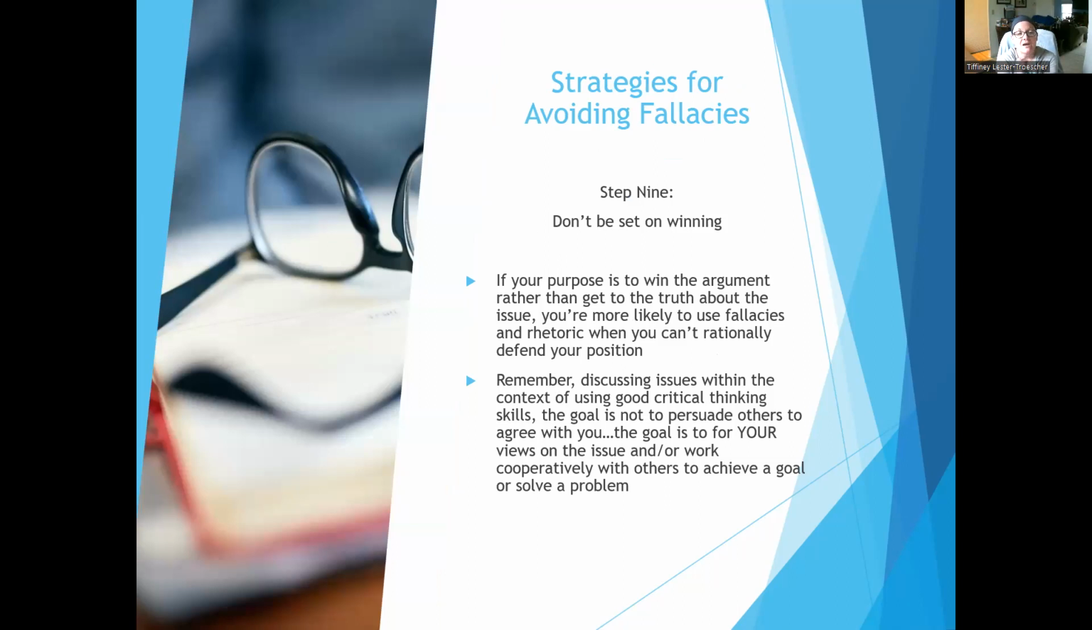Step 9, don't be set on winning. Like I've already said, it's not about who's right or wrong, not about winning the argument. It's about getting to the truth or coming up with a solution or coming up with a compromise, right? If your purpose is to win, then you're more likely to rely on fallacies and rhetoric instead of a well-reasoned, well-supported claim. The goal is not to persuade other people or to win. It's to achieve a goal or solve a problem. And you need to do that in a cooperative way.